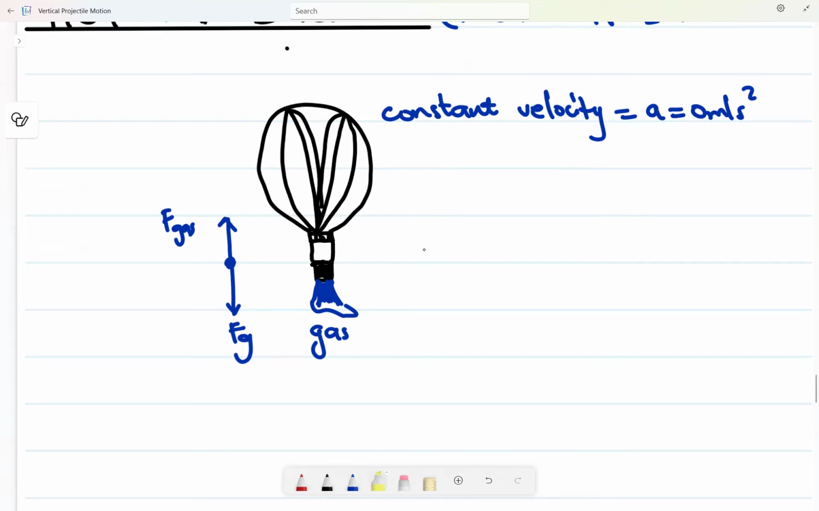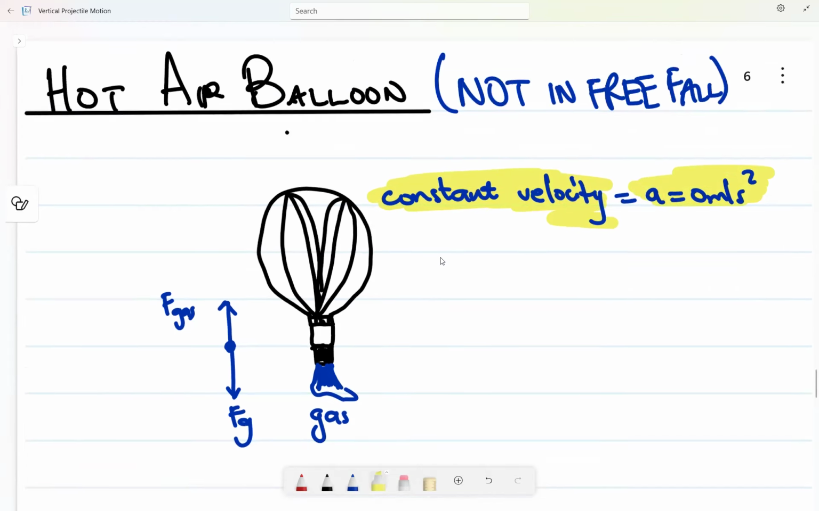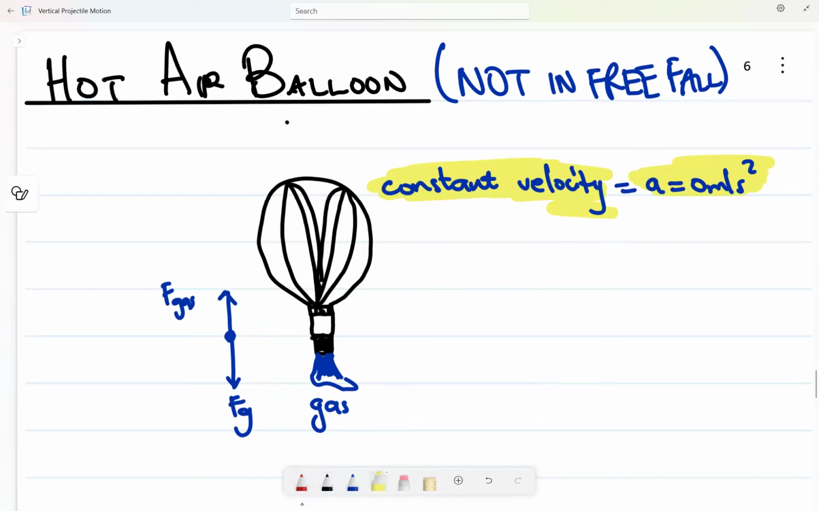Another reason why we are saying it's not in free fall is that it is moving at a constant velocity. And if it is moving at a constant velocity, its acceleration is how much? 0 meters per second squared. And remember, for it to be in free fall, it needs an acceleration of 9.8 meters per second squared, but in this case, it is 0 meters per second squared. They won't tell you the acceleration is 0 meters per second squared. They'll just say it is moving at a constant velocity. Therefore, it tells you that acceleration is how much? 0 meters per second squared.